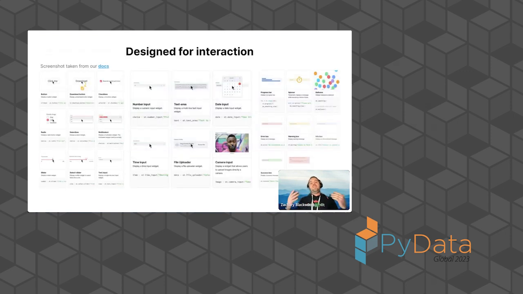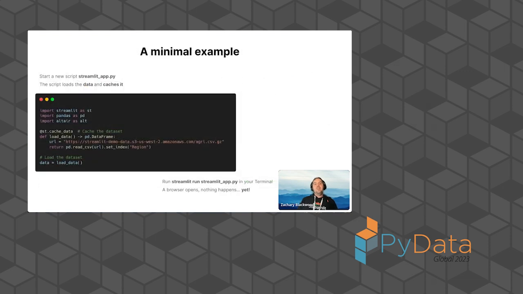The thing about Streamlit apps is they're meant to be interactive. They're designed to be played with. They're designed to be something that can allow you to explore, which is why it works really well with something like Vizzu. So here's a really minimal example.